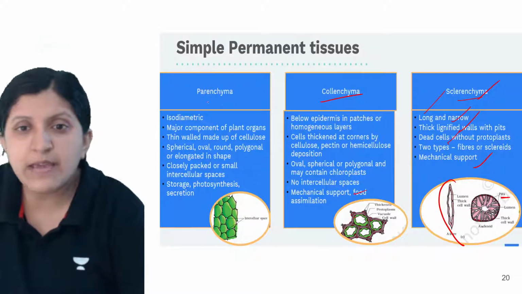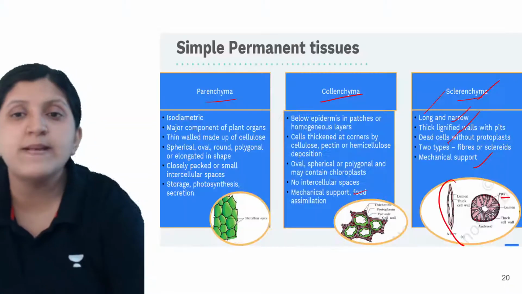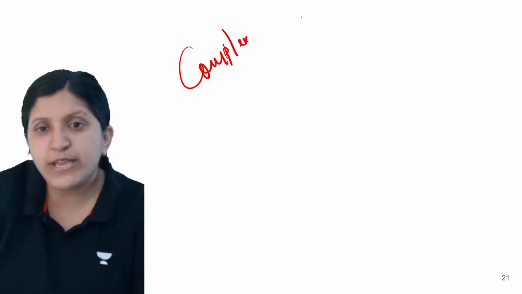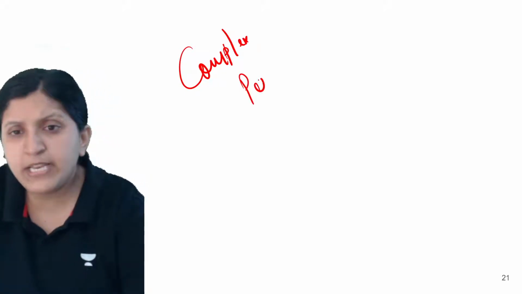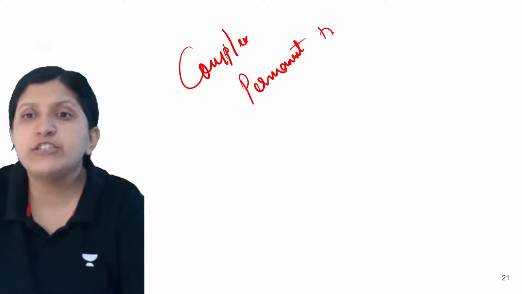Then there is collenchyma and the parenchyma. Okay, so parenchyma, collenchyma, sclerenchyma are the simple ones. The complex ones are anyway xylem and phloem. So this is with respect to complex permanent tissue. So this one is a complex permanent tissue.